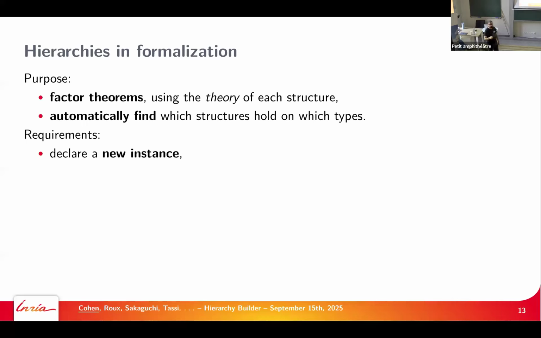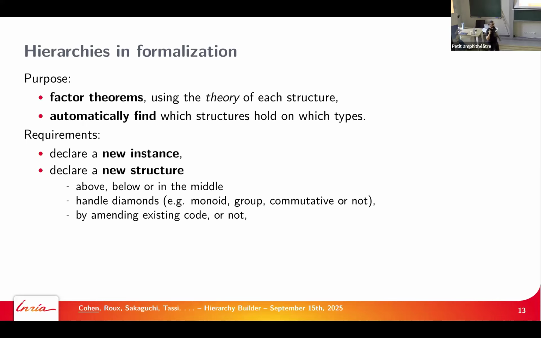So in order to have a good tool to design hierarchies of structures, you need the following. You need a way to declare new instances, a way to declare a new structure, be it above, below, or in the middle of a hierarchy of structures. You need to handle diamonds. You need to be able to inherit from multiple structures. And maybe you need to amend code. Maybe you don't need to. Maybe we want to minimize the amount of code you actually want to amend, because if you have a 2 million line of code library and touch one structure at the roots, you may not want to edit all the files in your library. And you also need to provide several ways to instantiate a structure.